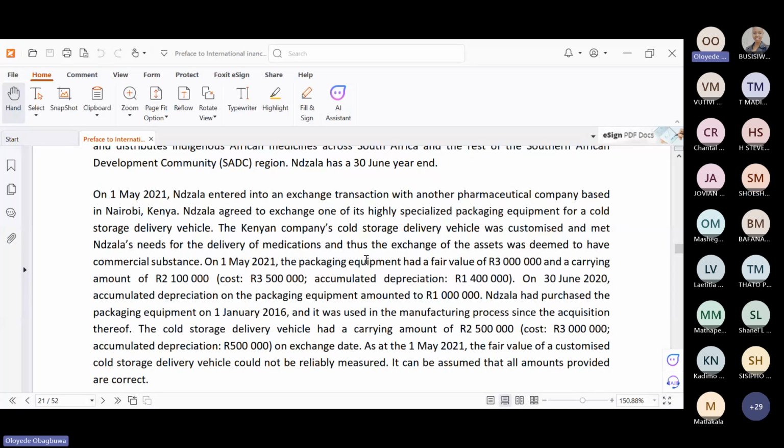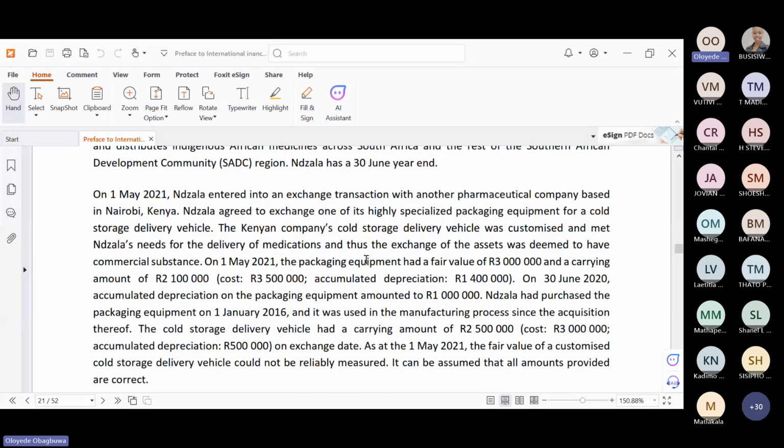Okay, the question is confirming to us that this exchange has a commercial substance. So one aspect of the condition is satisfied now. On 1st May 2021, the packaging equipment had a fair value of 3 million and a carrying amount of 2,100,000, where the cost is 3.5 million and the accumulated depreciation is 1.4 million.